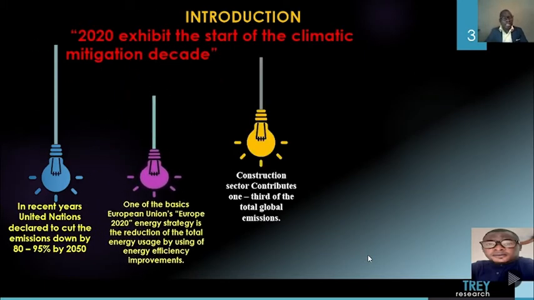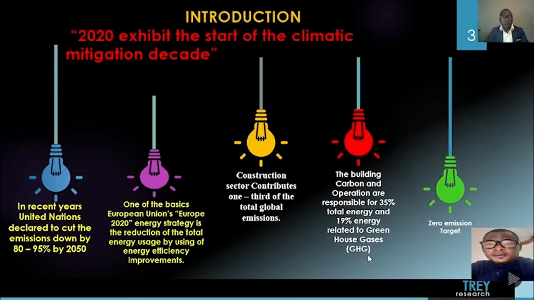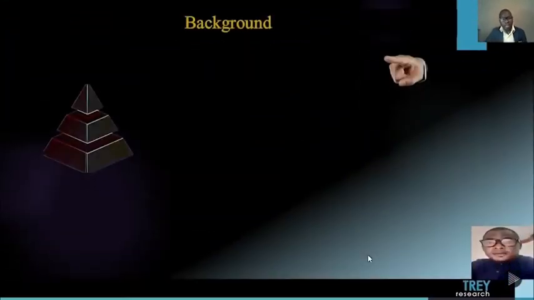Now, one of the basic European Union Europe 2020 energy strategies is the reduction of total energy usage by using energy efficiency improvement. The construction sector contributes 1/3 of the total global emissions. Building carbon footprint operations are responsible for 35% of total energy and 90% of greenhouse gases. So we must find a solution to solve this CO2 problem.